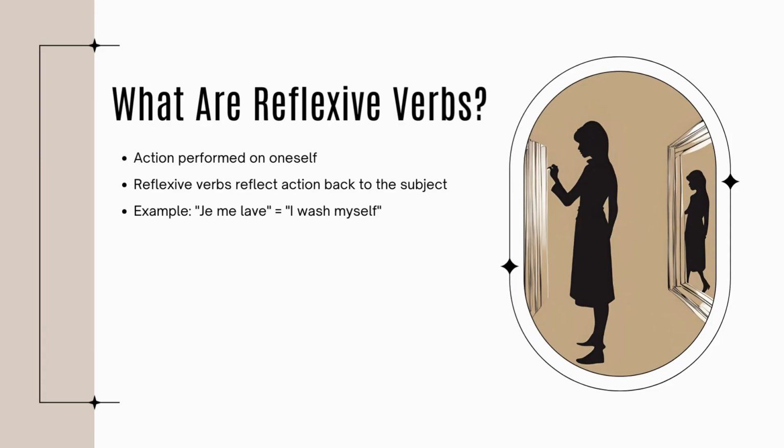Reflexive verbs are used when the subject of the sentence performs an action on itself. Think of them as verbs that look in the mirror because the action reflects back to the subject. For example, je me lave translates to I wash myself in English, but it sounds much more natural in French.